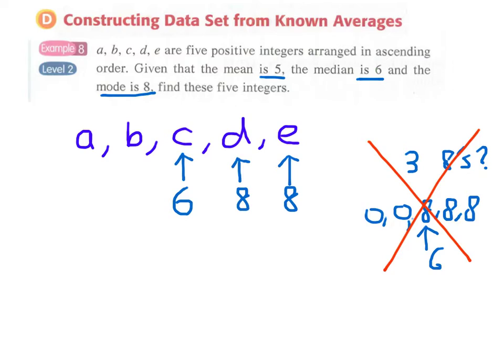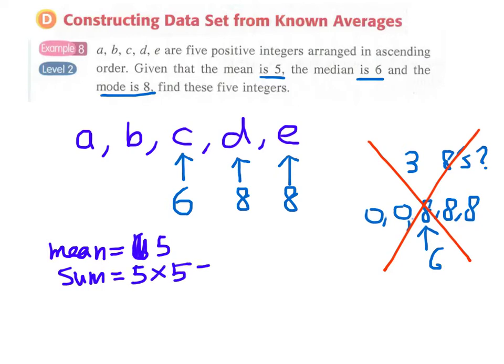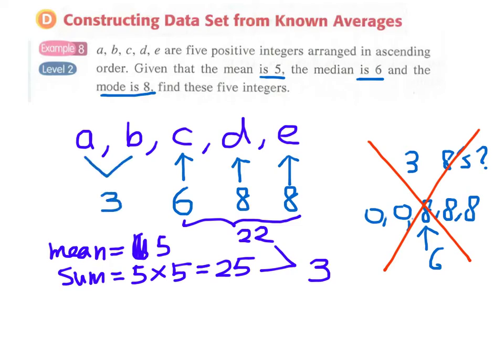Now the remaining part of the problem: the mean is 5. Therefore, the total sum of the numbers will be 5 times 5, which is 25. Now we know C, D, E are 6, 8, and 8 respectively. These numbers sum up to 22. We can now subtract these two numbers: 25 minus 22, we have 3. And we can easily find out that the sum of A and B will be 3.